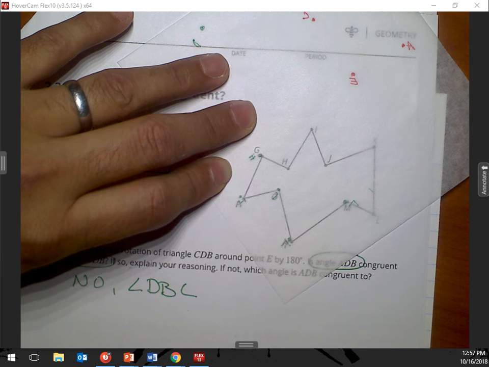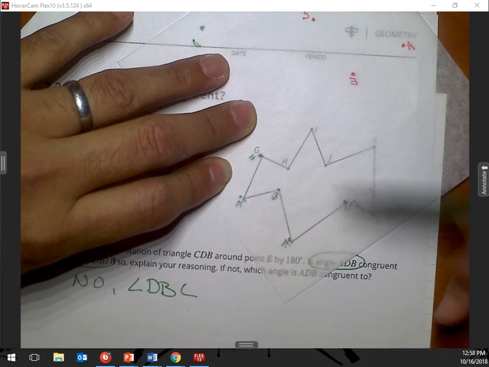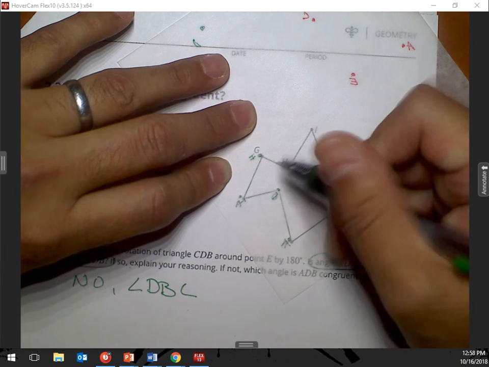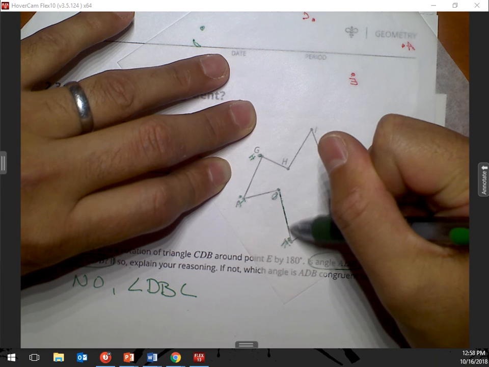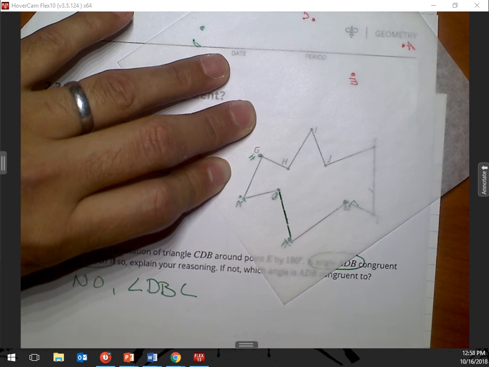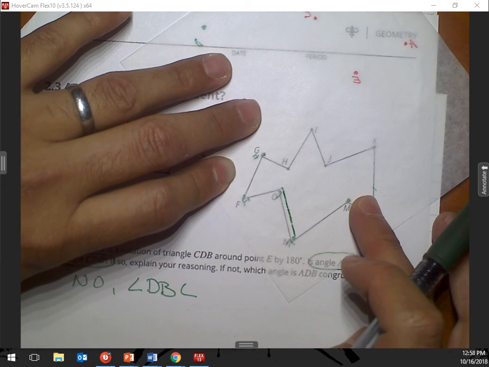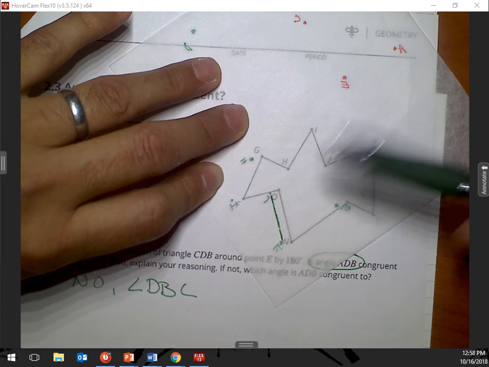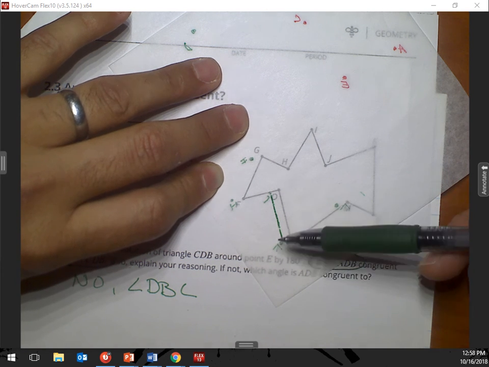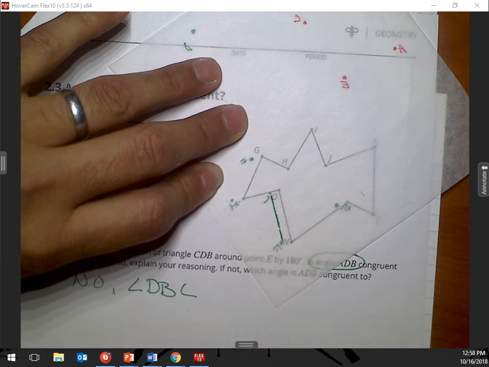So it says, is KJ, which one was KJ? HIJK, so it's going to be this one right here. Is JK or KJ congruent to NM? Do they line up to NM? No, it doesn't line up, does it? So I'm going to say no.